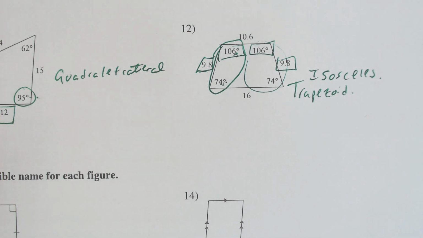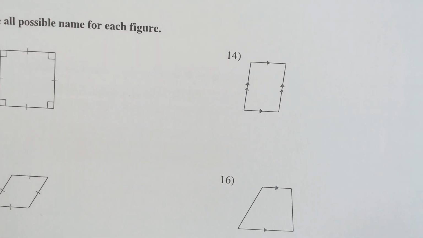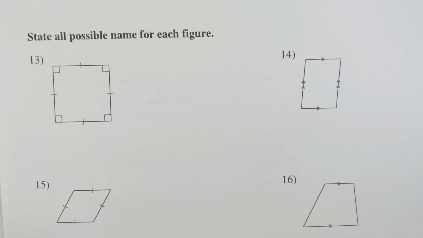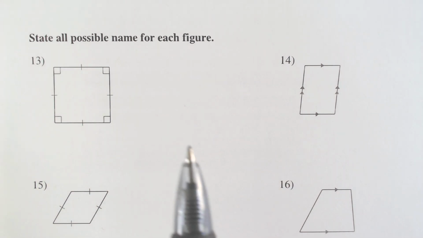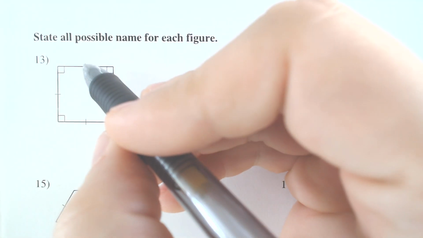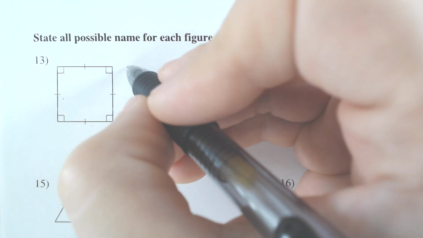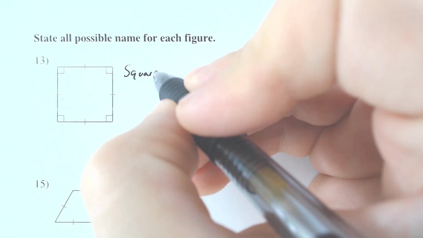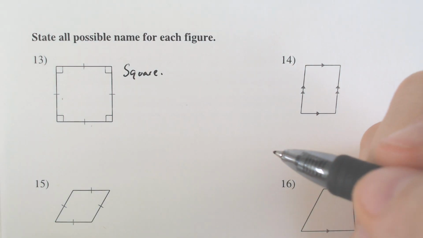Okay. All right. Here, these are more my favorite, more my style. State all the possible names for the figure. So if we're stating all the possible names, let's start with the most obvious. This is probably a square. You got 1, 2, 3, 4 sides that are equal. If you have four sides that are equal, that, ladies and gentlemen, is called a square.